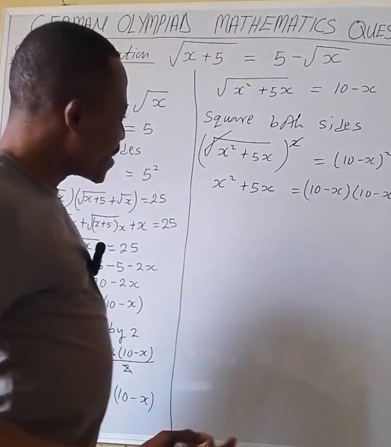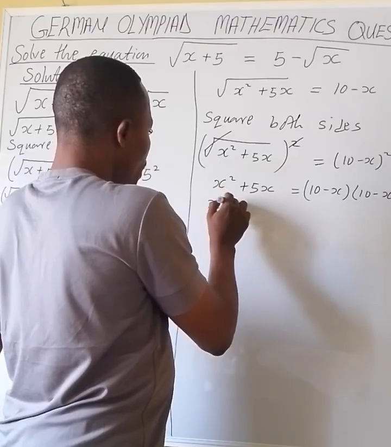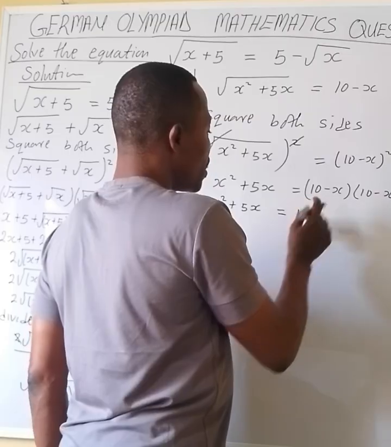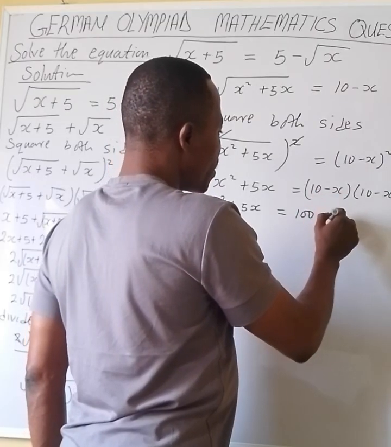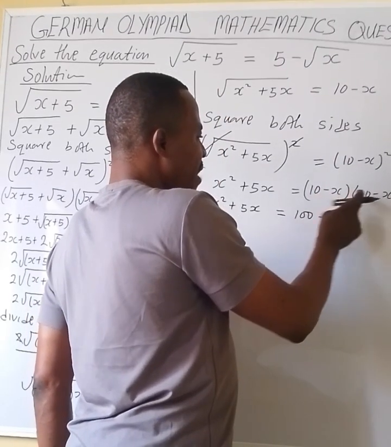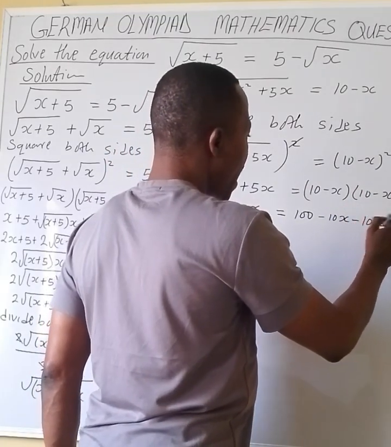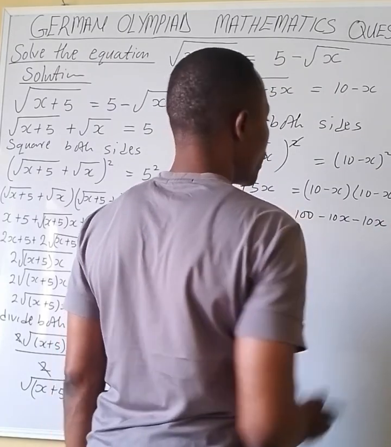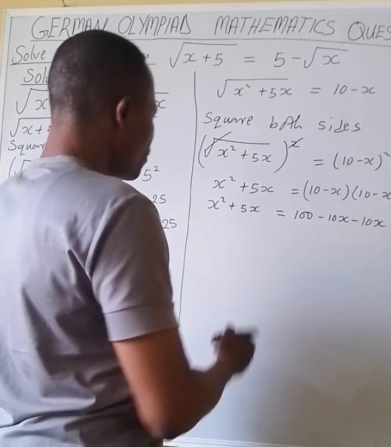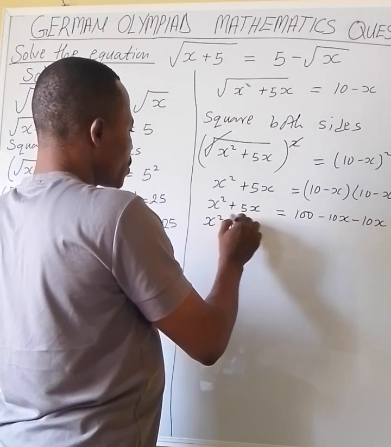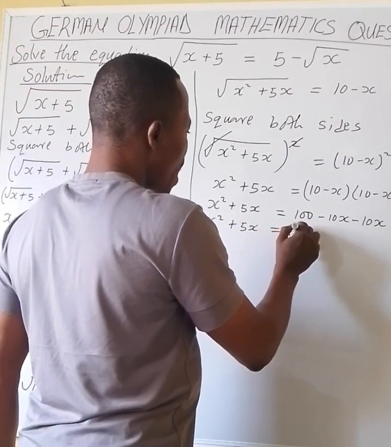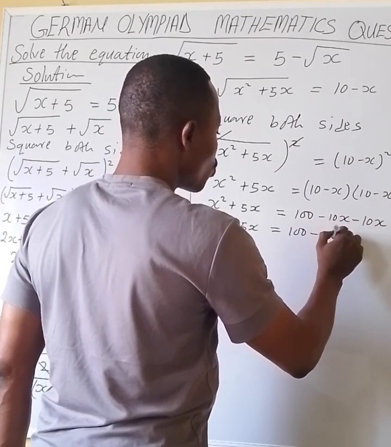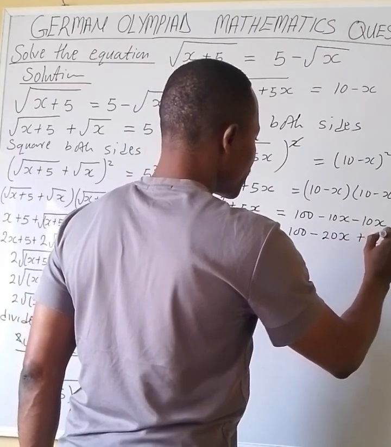Are we together now? So let's continue. As we now have it, x squared plus 5x equals 10 times 10, 100; 10 times minus x, minus 10x; minus x times 10, minus 10x; minus x times minus x, plus x squared. Are we together now? Having done that, it will give us x squared plus 5x equals 100 minus 10x minus 10x, which gives us minus 20x plus x squared.